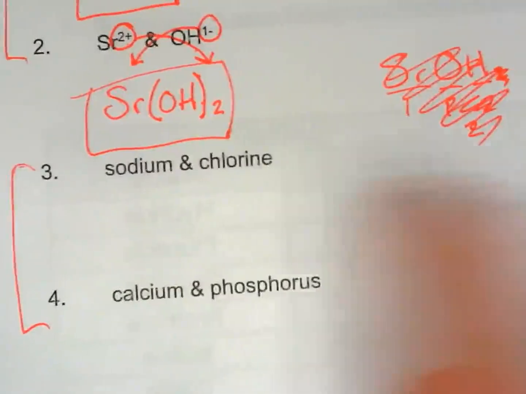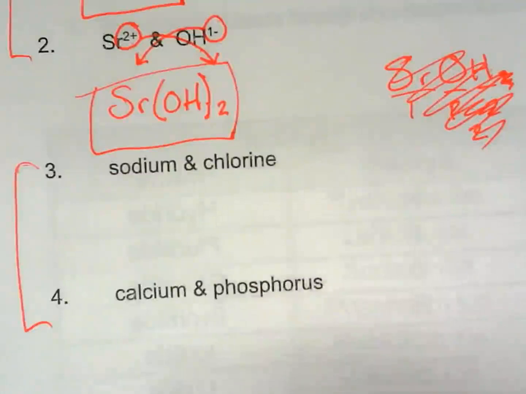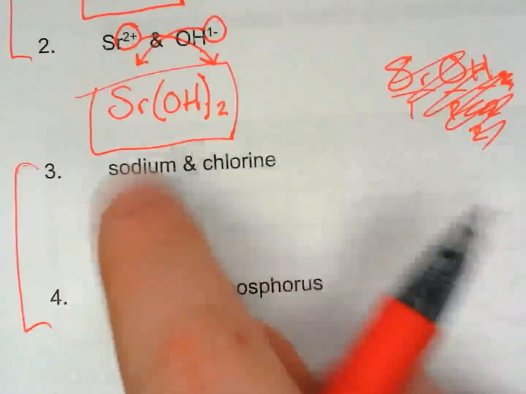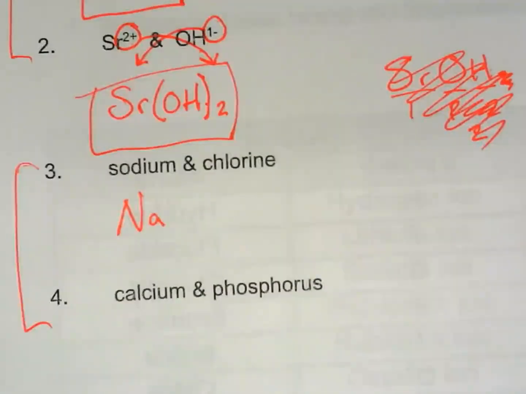Okay, so sodium and chlorine. Now we're just given the names. We need to figure out how to write these down and bond them together. So what we need to do is write down their chemical symbols. Their chemical symbols are going to be sodium and chlorine, so just Na and Cl.